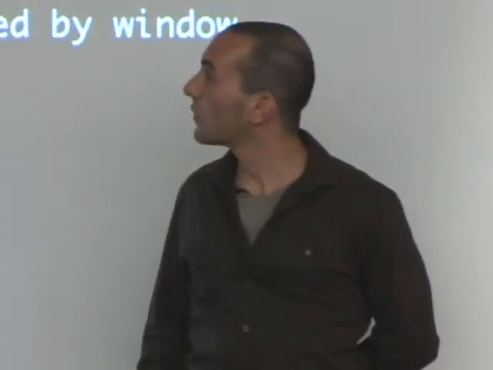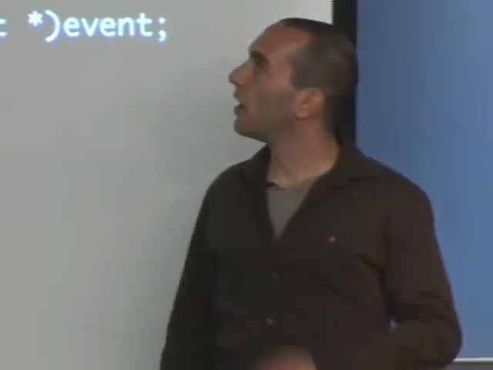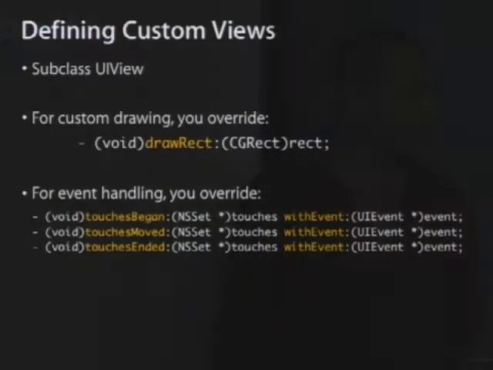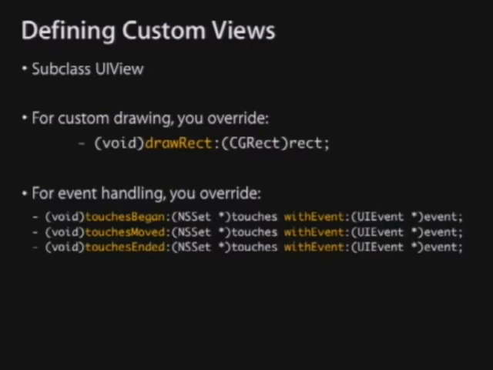So now, defining custom views. Let's say, yeah, CGRect, is that like a struct? CGRect, yeah, it is a struct actually. CGSize is a struct of two floating points. CGPoint is two floating points, and then the CGRect contains a CGSize and a CGPoint.